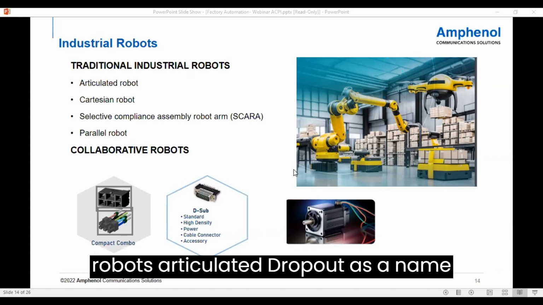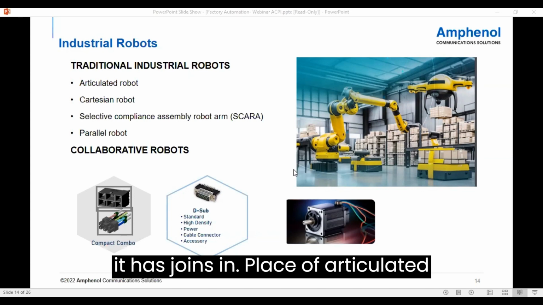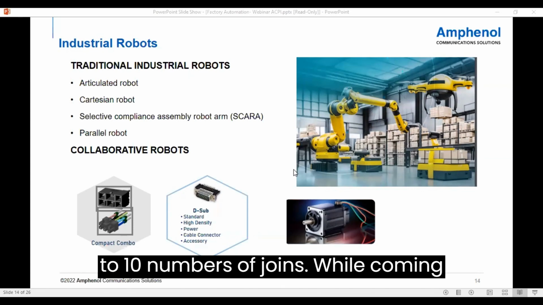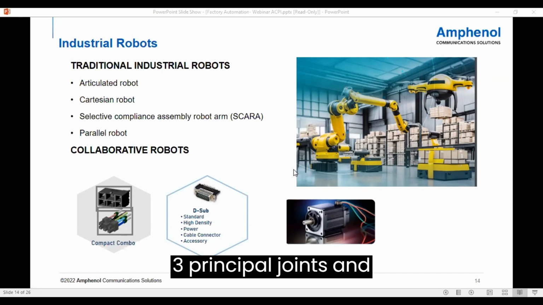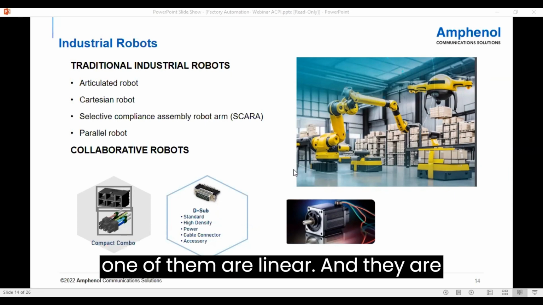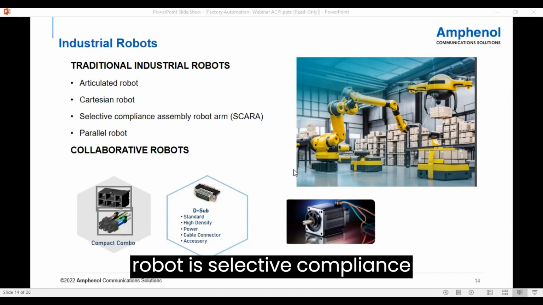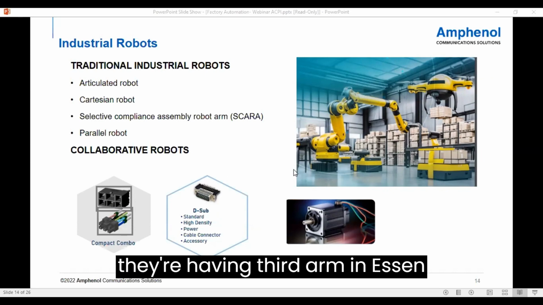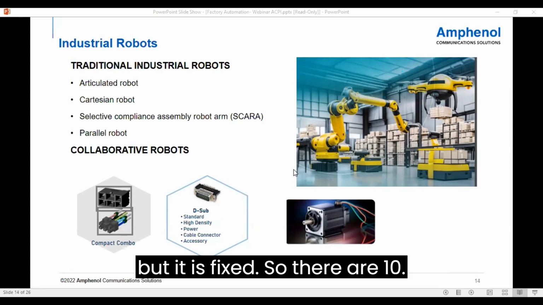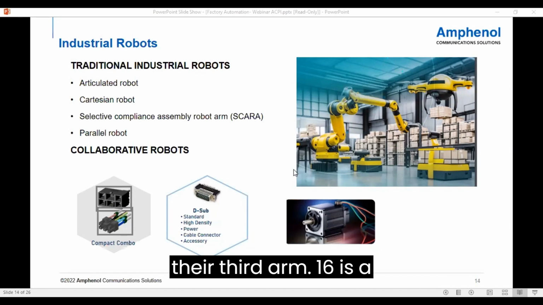First one is articulated robots. Articulated, as the name suggests, means jointed, so it has joints. In an articulated robot, the joints vary from 2 to 10. Cartesian robots have 3 principal joints, one of which is linear, and they are at right angles to each other, so they move in a right angle fashion. The third robot is the selective compliance assembly robot arm, SCARA. They are parallel axis robots with arms in the X and Y direction, and the third arm in the Z direction is fixed. So they tend to move in X and Y direction with their third arm fixed in Z.